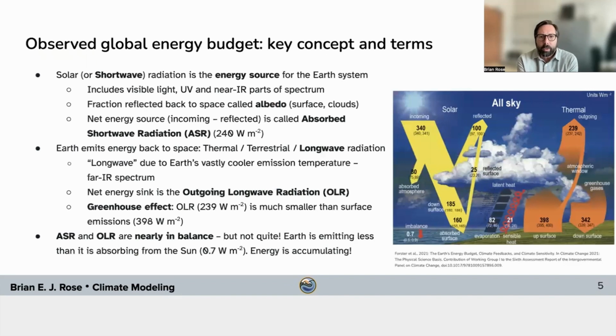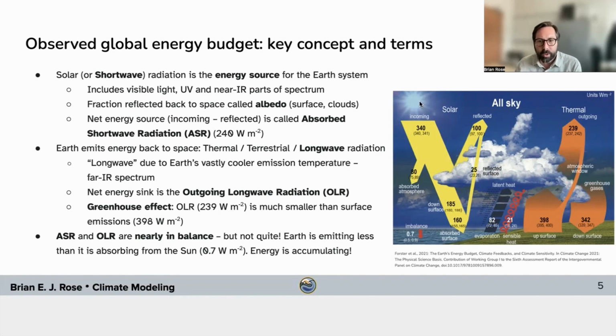So here's some key concepts and terms that we're going to need today and throughout your work in this section of the course. On the left side of this figure in yellow is the solar, or what I'll call shortwave radiation. And that's really the energy source for the Earth system. That's where it all begins, is light that the planet receives from the sun. And this is not just visible light, it's also ultraviolet radiation and near infrared parts of the spectrum.